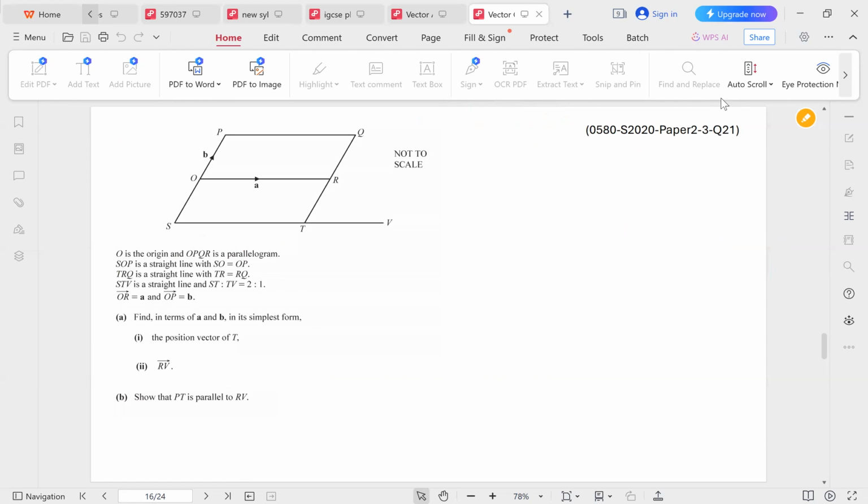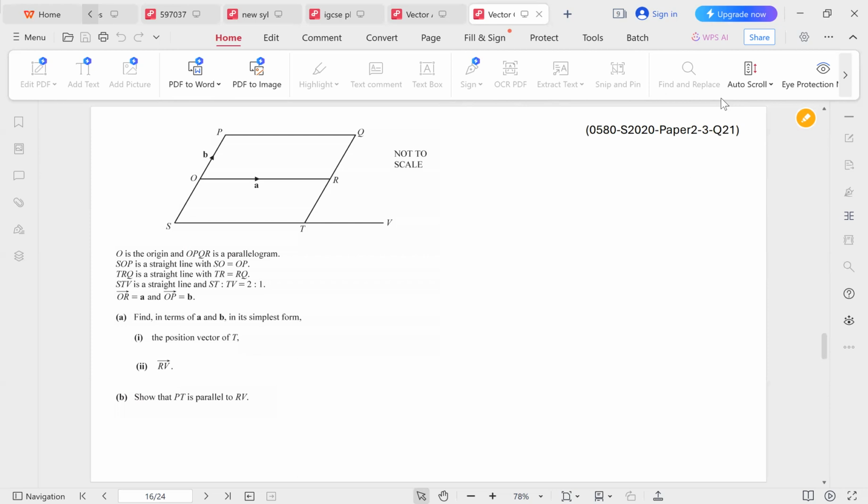O is the origin and OPQR is a parallelogram. SOP is a straight line with SO equals OP. TRQ is a straight line with TR equals RQ. STV is a straight line, and ST to TV equals 2 to 1. OR equals A, and OP equals B. Find the position vector of T.